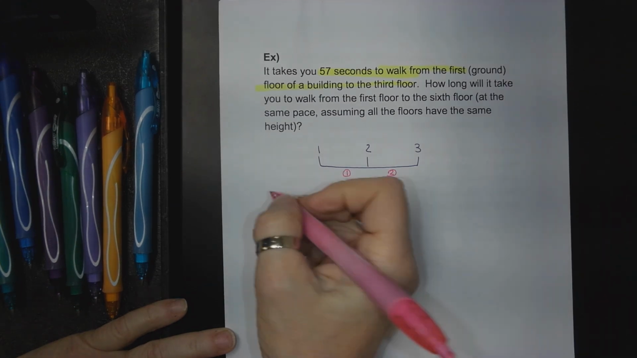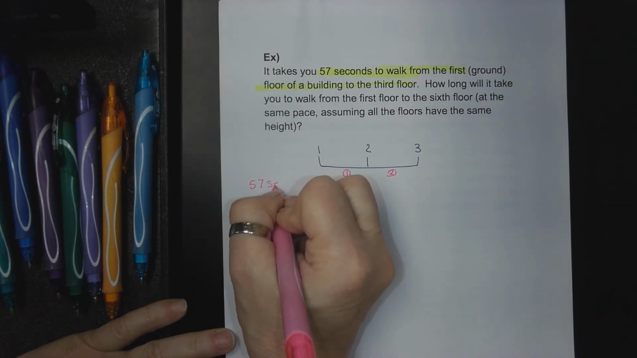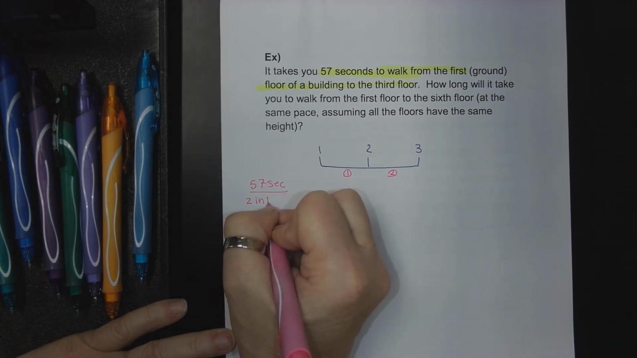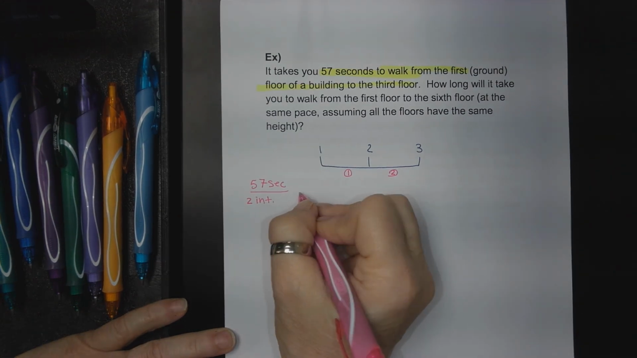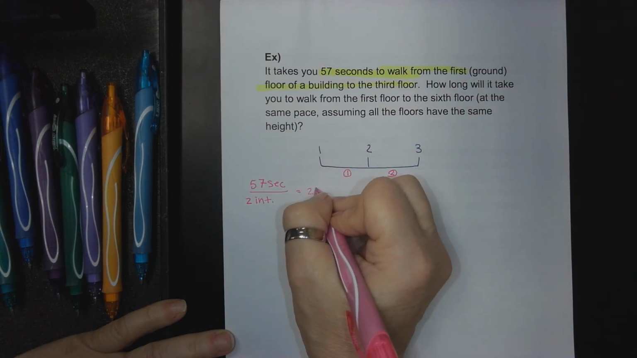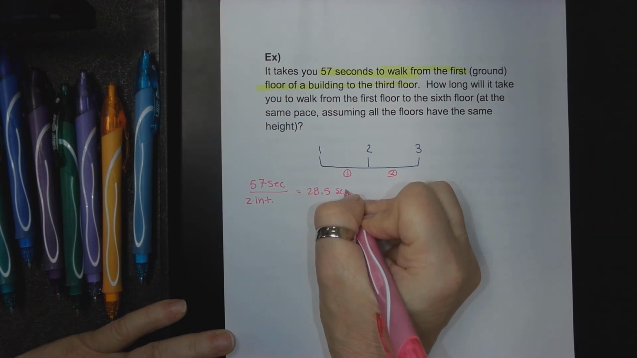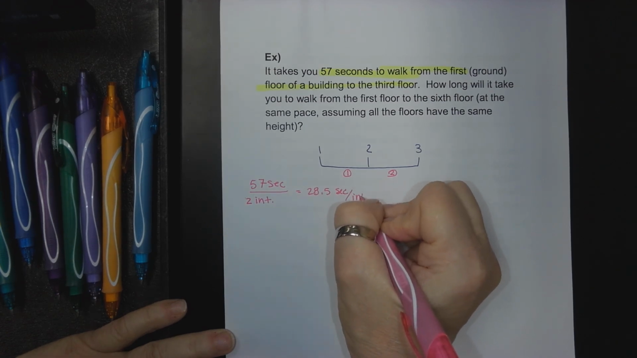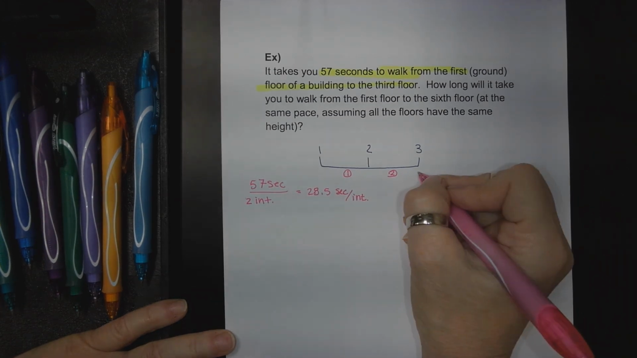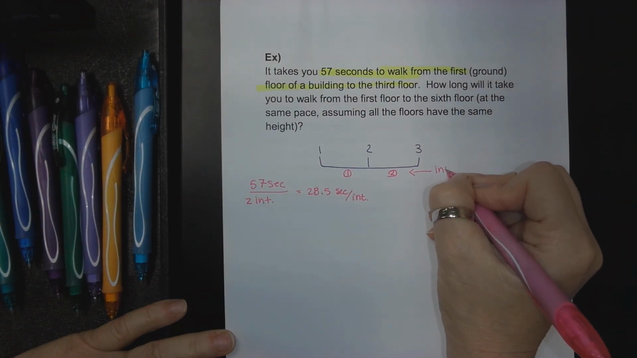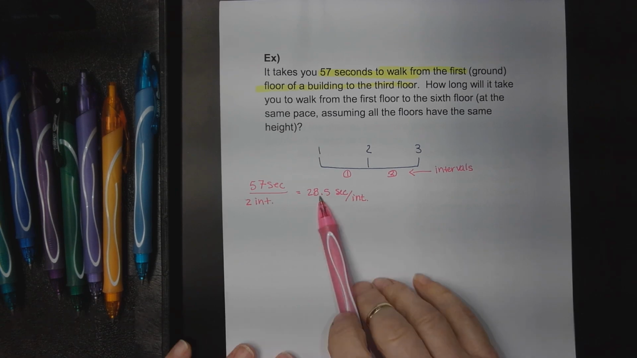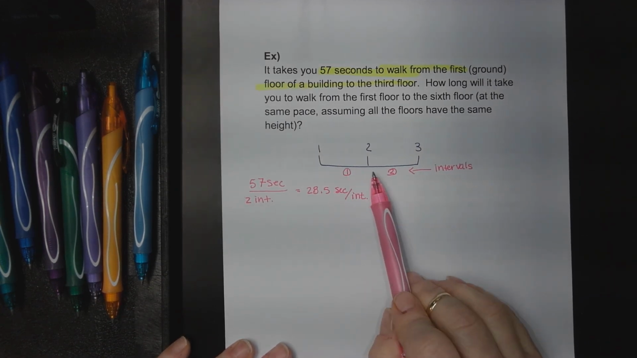Okay. So let's think about this. We're going to have 57 seconds, and I have 2 intervals. I'm just going to put INT. Is that cool? So if I take 2 into 57, that's going to give me 28.5 seconds per interval, okay? These are my intervals. All right. So this is how many seconds it takes for me to do 1 interval.